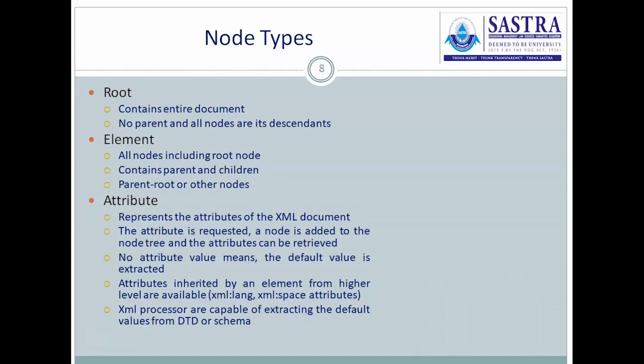And then the root node does not have any parent because that is the starting point, so no parent is available for the root node, and all other nodes come under its descendant nodes.